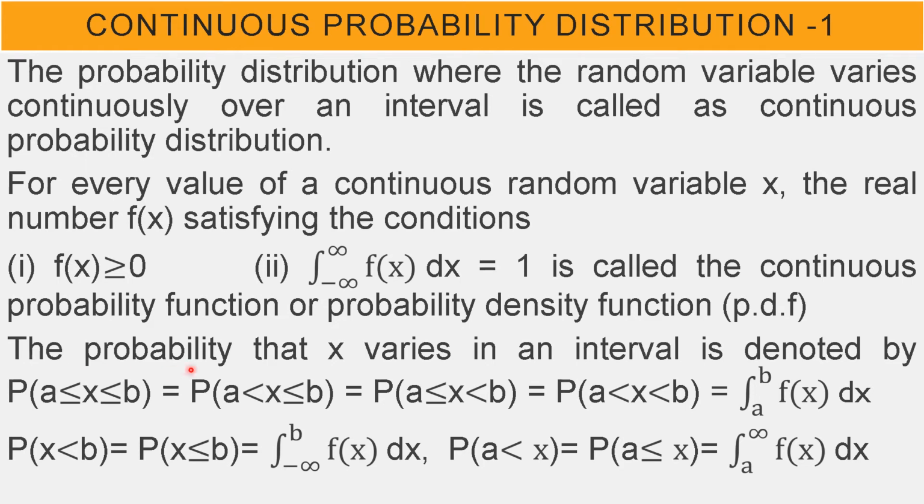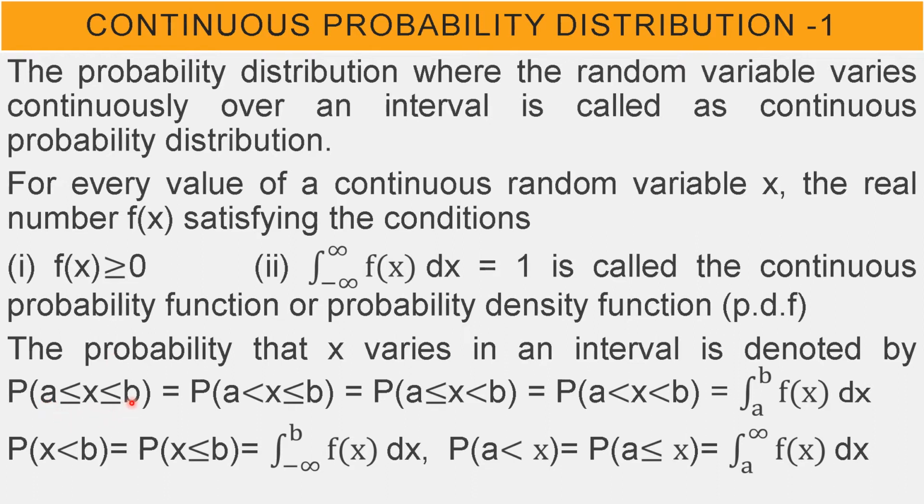Hello students, today's topic is continuous probability distribution. As we have seen in the beginning of the module, random variables are classified into two types, discrete and continuous random variables. When X is a continuous random variable, the values of X are in the form of intervals, like a closed interval [a, b].